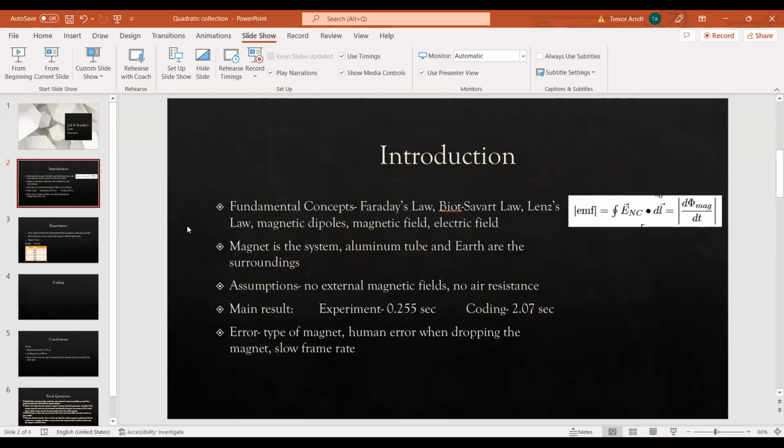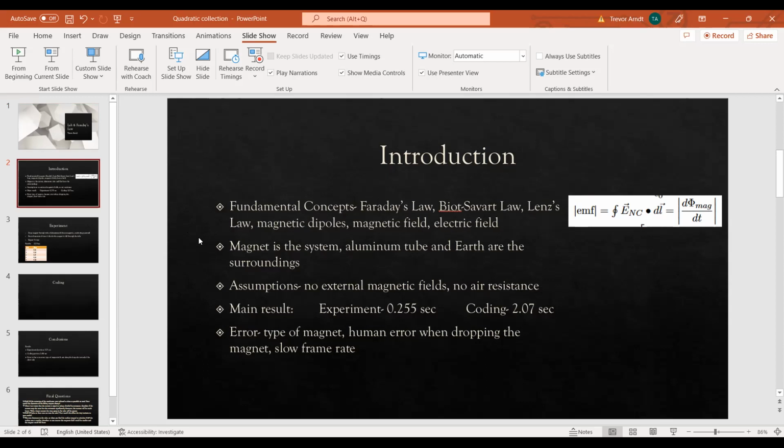field. You also have to know what the Biot-Savart law is, which states that a constant electric current creates a magnetic field. You also have to know Lenz's law, which is an extension of Faraday's law, which states that the induced electric current always moves in the opposite direction of the thing that is causing it. And then you have to know what magnetic dipoles, magnetic fields, and electric fields are, but I won't go into those because we've described them in the past.